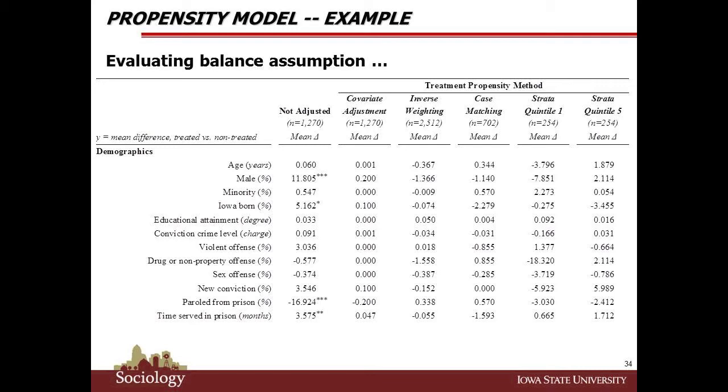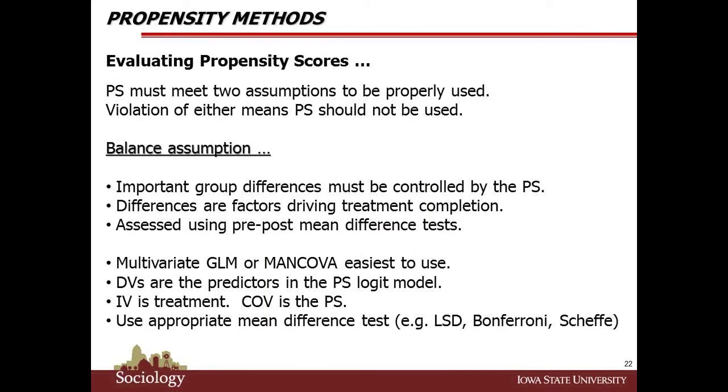So remember, the goal of the propensity score is to balance out or remove this bias that we find. And in the Iowa sample, it's biased towards Iowa-born, to men, and to those coming out of halfway houses. And so we want to control for those differences. So in this example, our propensity score that we ran did that. It zeroed almost all of these out. These are zero. These are statistically zero. And so there's no difference between the treated and untreated group along these variables.